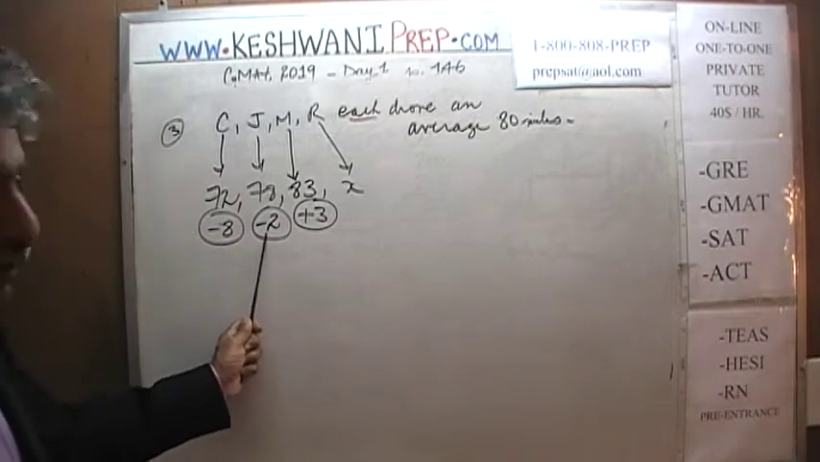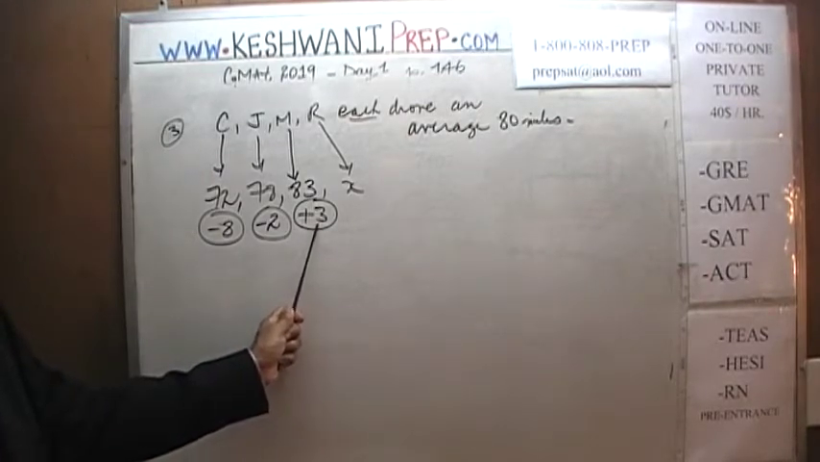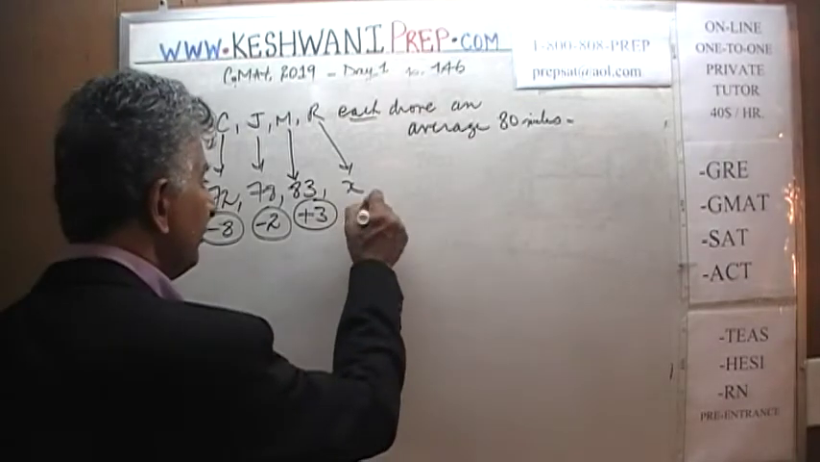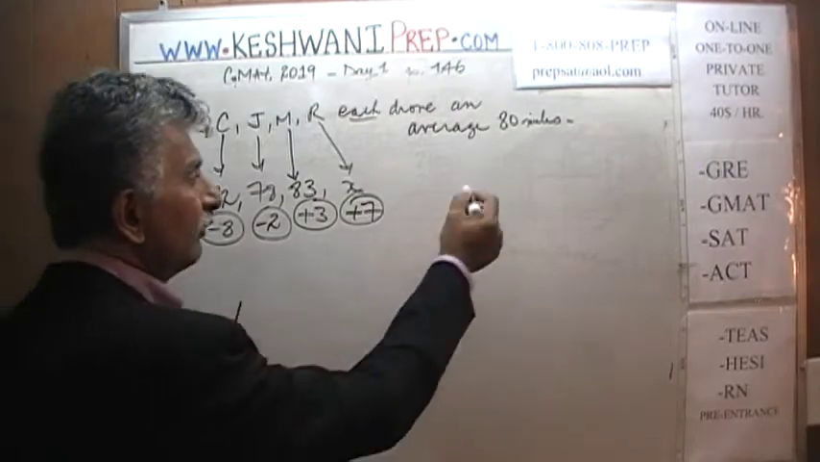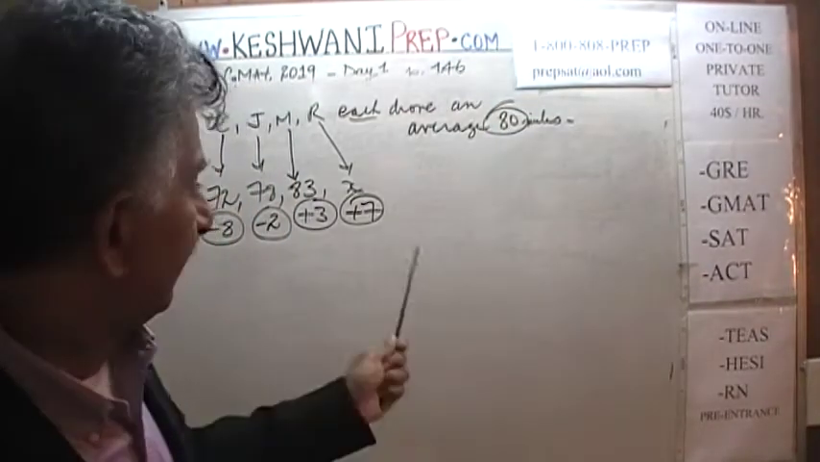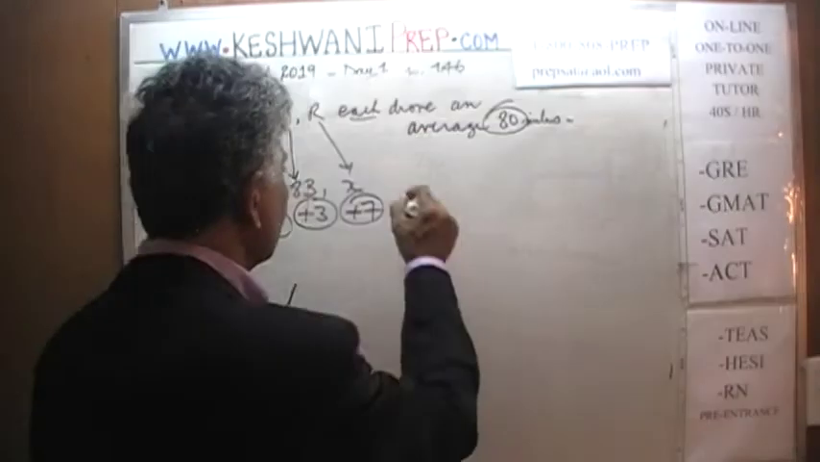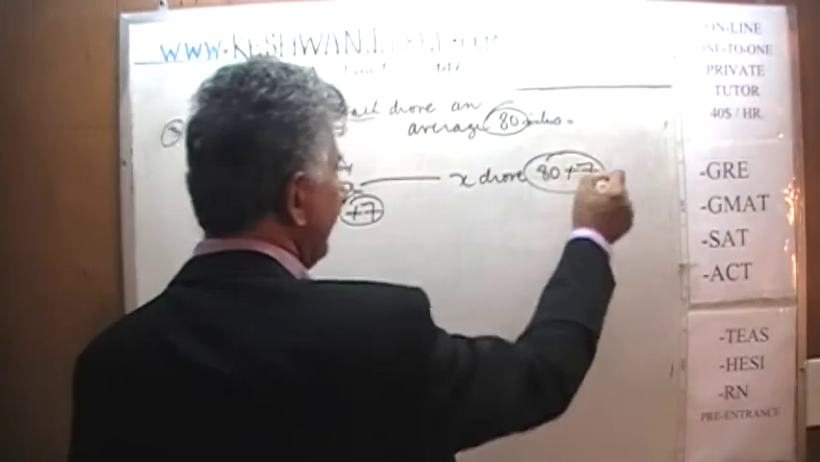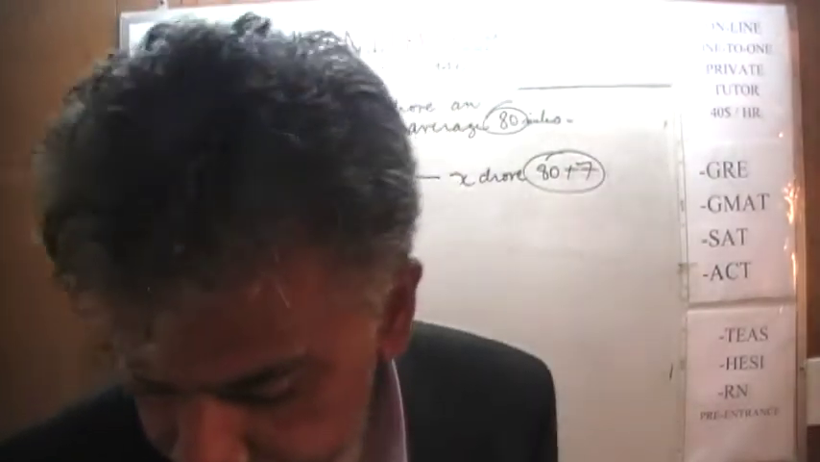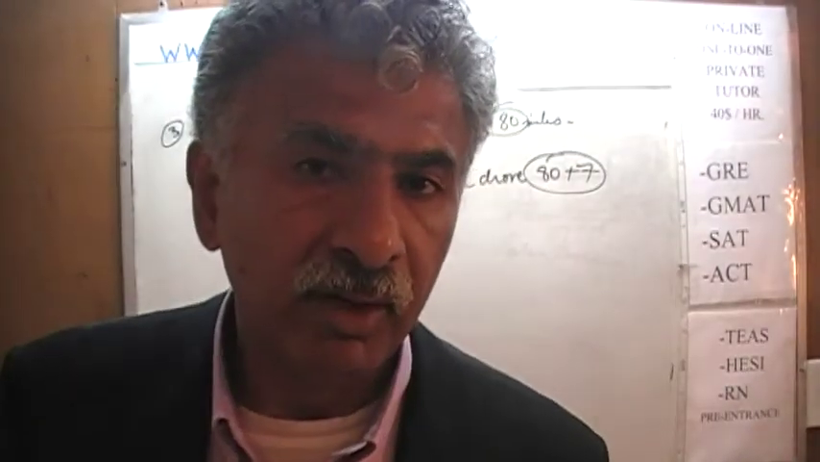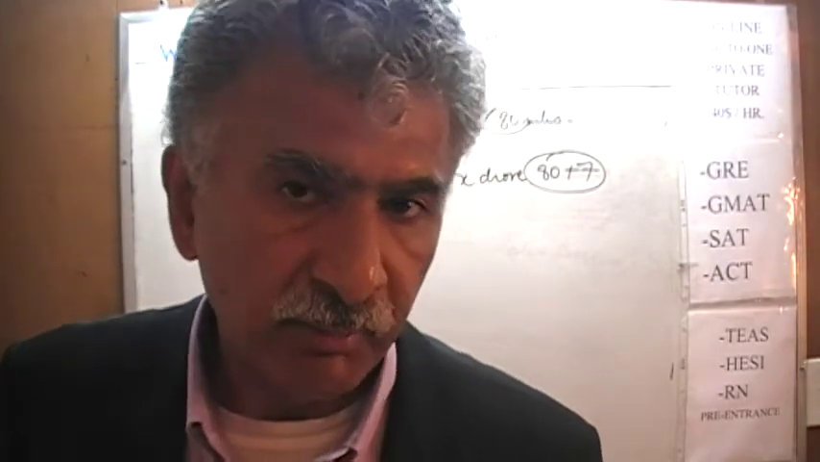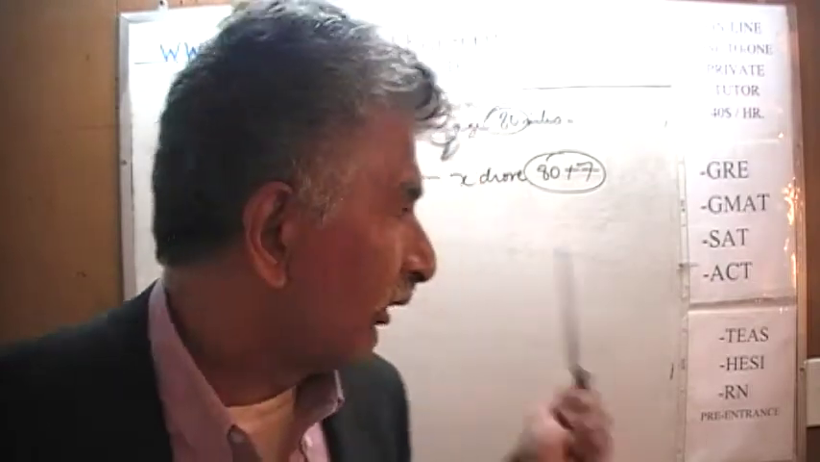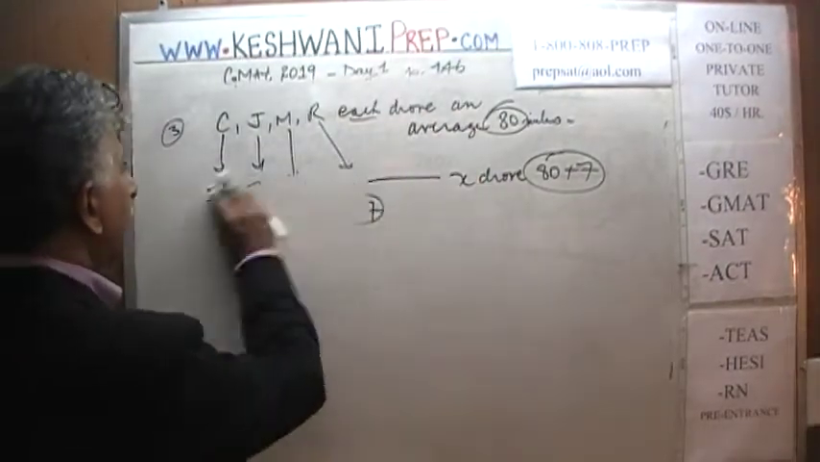Negative 8 and negative 2 is negative 10. Negative 10 and positive 3 is still going to give us negative 7, which means we are still 7 miles short. But there you go, there is your answer, which means this guy has to make up 7 miles. In addition to driving his share of 80 miles, he also has to make up 7 miles. So X drove 80 plus 7. 80 miles that he was supposed to drive to carry his own weight, because that's what on average each person was supposed to drive. That was their agreement. And he also has to make up for 7 miles that these people were short. That's why he drove 87 miles.